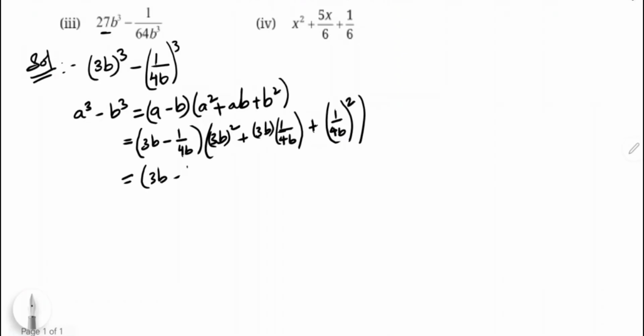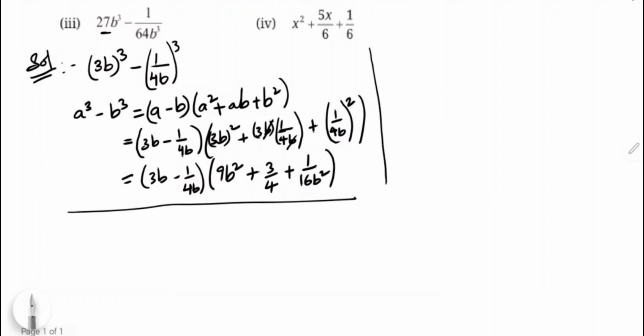Okay, so here we will get (3b minus 1 by 4b) into 3 square is 9 and b square. Plus, here we can cancel b and b, so 3 ones are 3 by 4, plus 1 square is 1 and 4 square is 16 and b square. Okay, so this is the required factors of this.